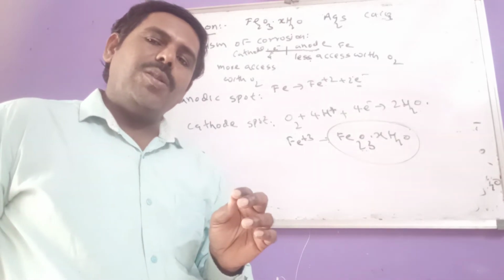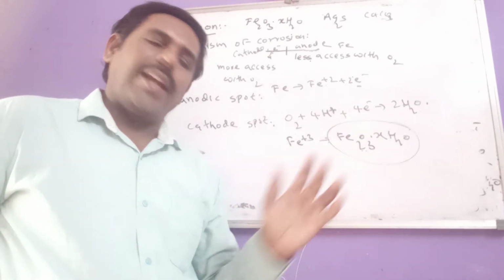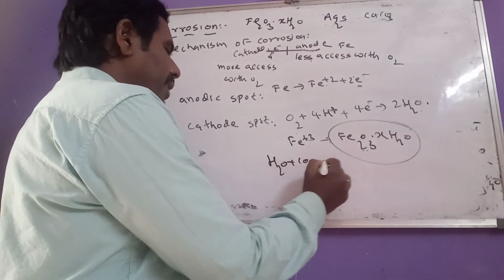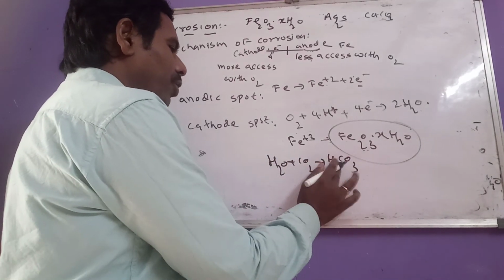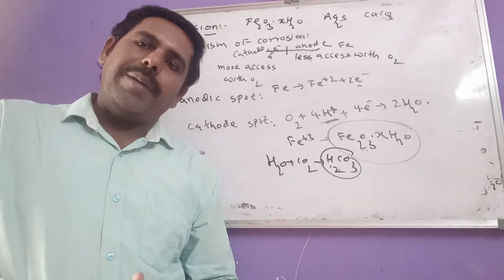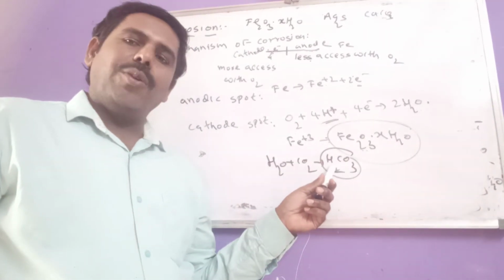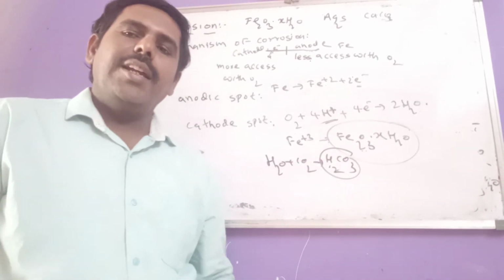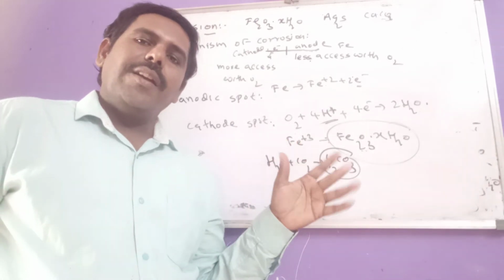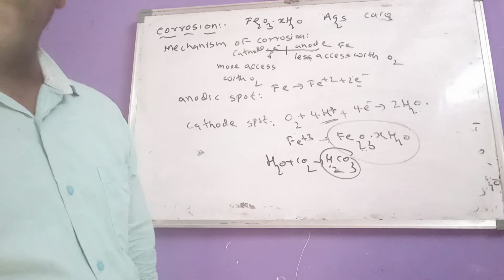And that H2O, that means moisture, reacts with CO2 and forms carbonic acid. I write here, the moisture reacts with carbon dioxide and produces H2CO3. From this H2CO3, these H plus ions are generated. So we get the 4 H plus ions from the carbonic acid. Many students may get the doubt where the H plus ions are available for this reaction, where the H plus ions are present in the environment. Okay, this is regarding corrosion.